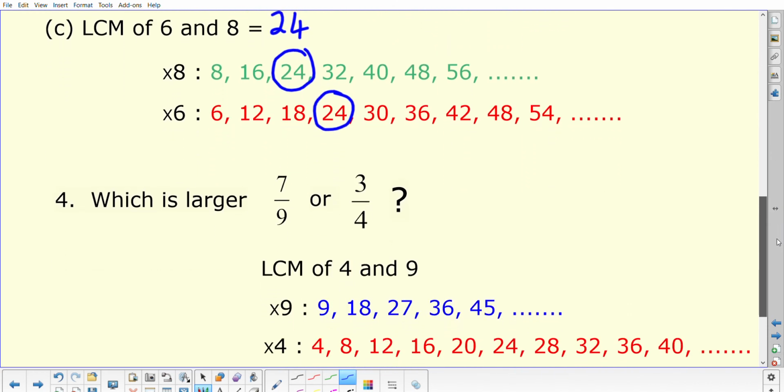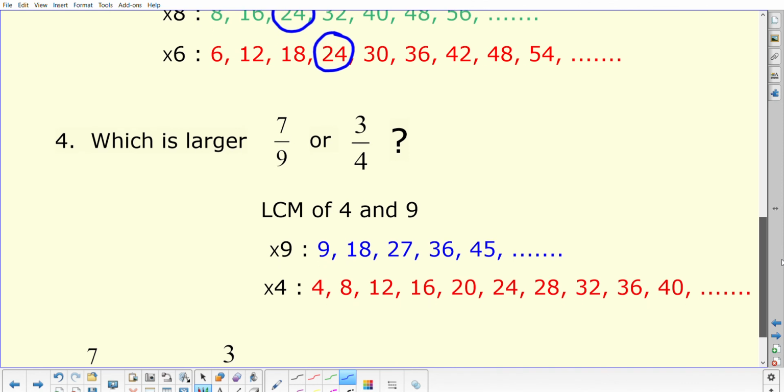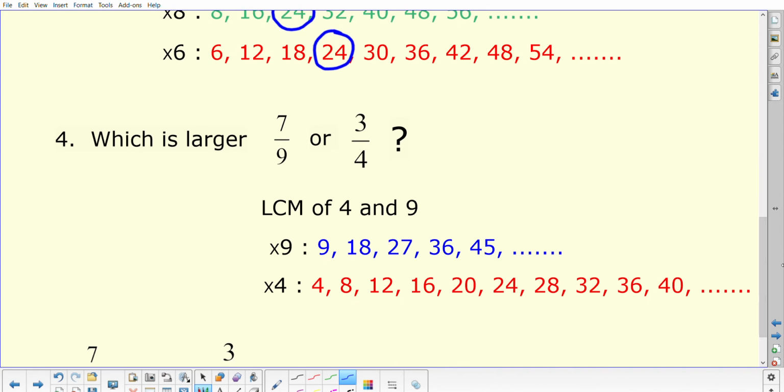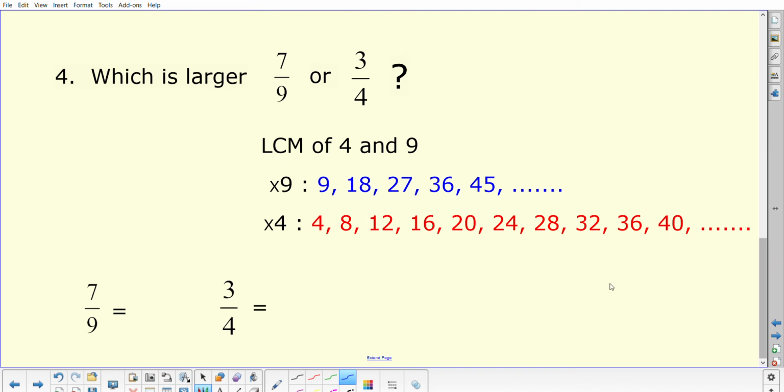Now, we used this skill last week when we were looking at how to compare fractions. If you're trying to work out which of these was larger and we were having to change our fractions into equivalent fractions, this is when we made use of this lowest common multiple. So lowest common multiple of 4 and 9. You look through your 9 times table, you look through your 4 times table, and the first number that's in both times tables is the 36.